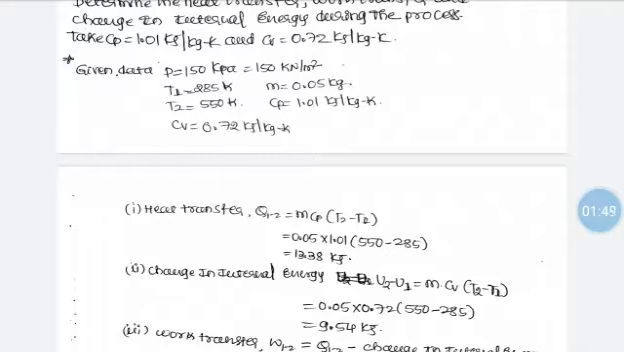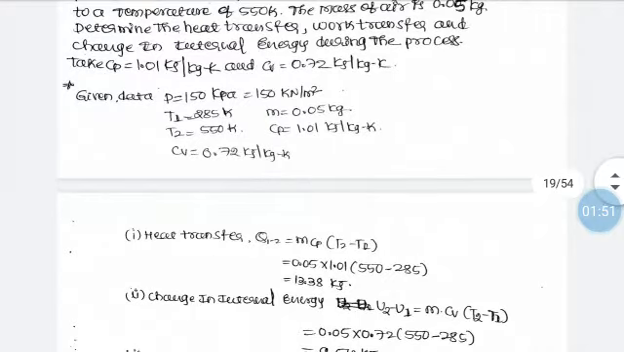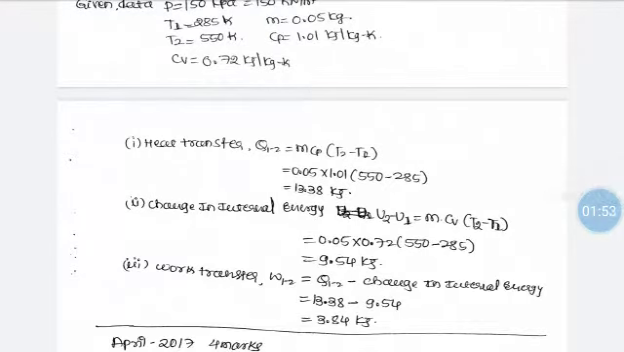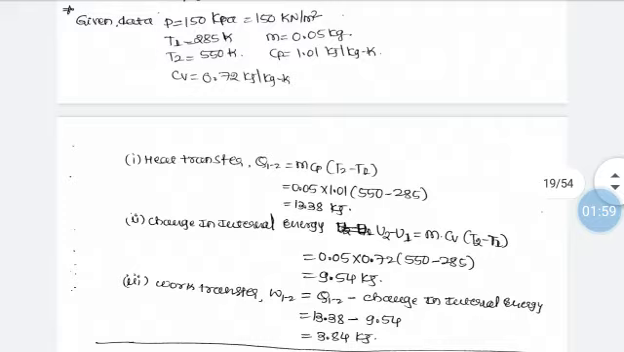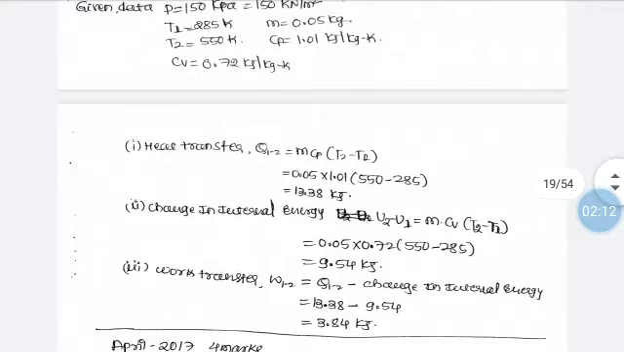Now first we'll determine the heat transfer. Heat transfer is given by Q1 to 2 is equal to m, the mass, times Cp, the specific heat at constant pressure, times T2 minus T1. So m is 0.05 kg, Cp is 1.01, and T2 minus T1 is 550 minus 285. If you solve this, we get the heat transfer as 13.38 kilojoule.